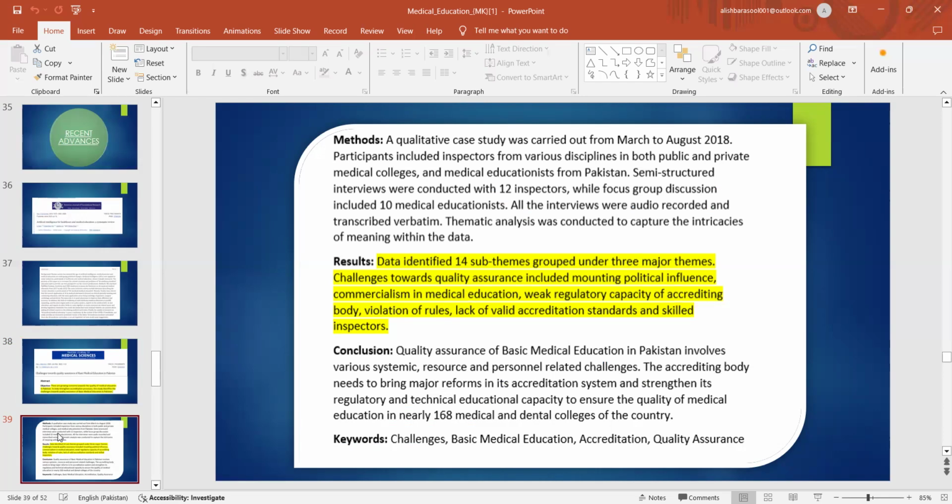Quality assurance of basic medical education in Pakistan involves various systemic, resource, and personal related challenges. The accrediting body needs to bring major reforms in its accreditation system and strengthen its regulatory and technical educational capacity to ensure the quality of medical education in nearly 168 medical and dental colleges in the country.